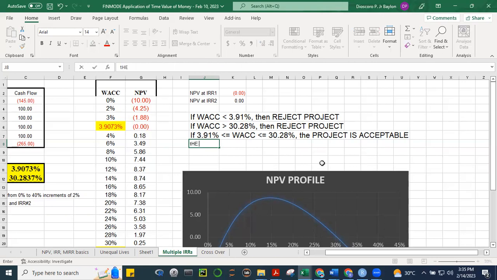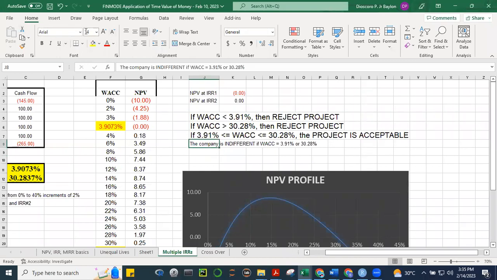Okay? Then the firm, the company, is indifferent if WACC is equal to IRR, 3.91% or 30.28%. Take a look at our conclusion.